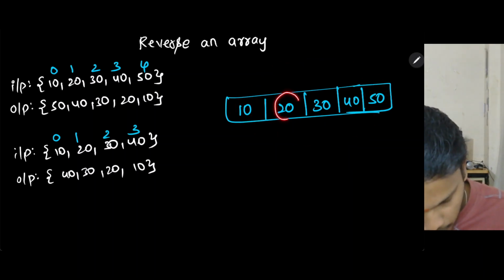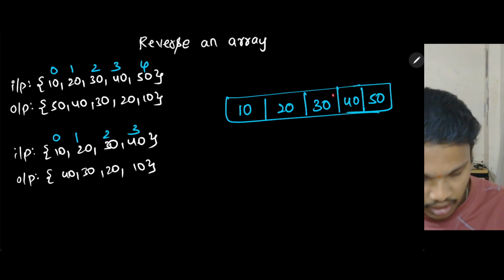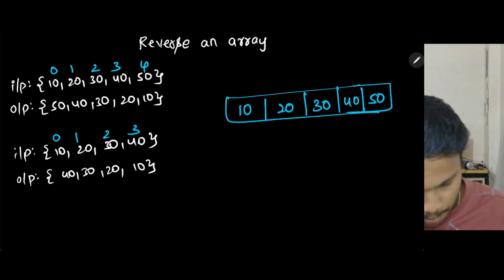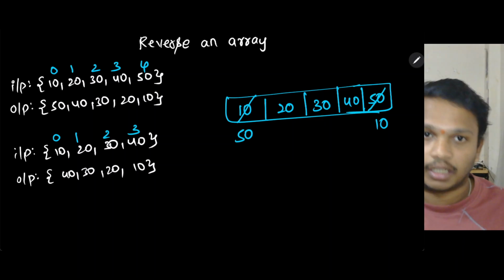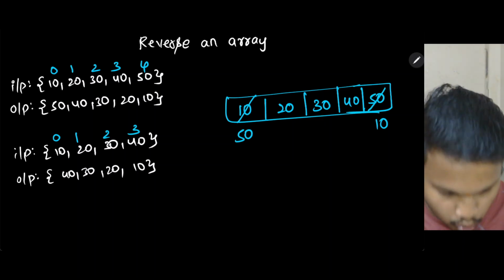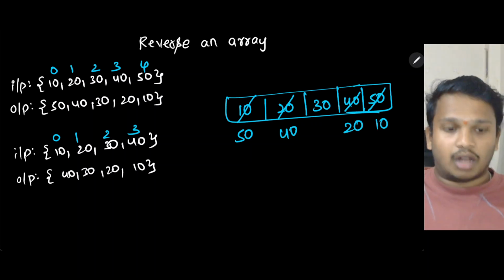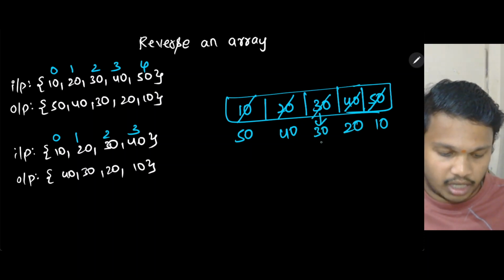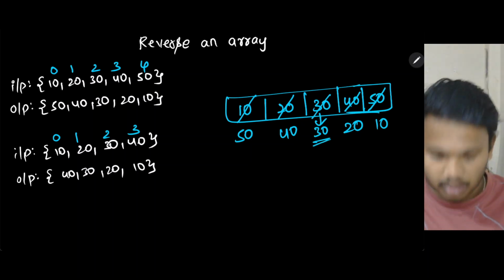After that, we are going to swap the next outermost two elements. After that there is only one element, so no need to swap. Okay, if we swap the first two elements, how does it look? 50, 10, right? After that we swap the next outermost, 40, 20, right? After that only 30, no need to swap. Even if you swap 30 with 30, you will get only 30, right? This is the output array. Just by swapping the elements we got this.